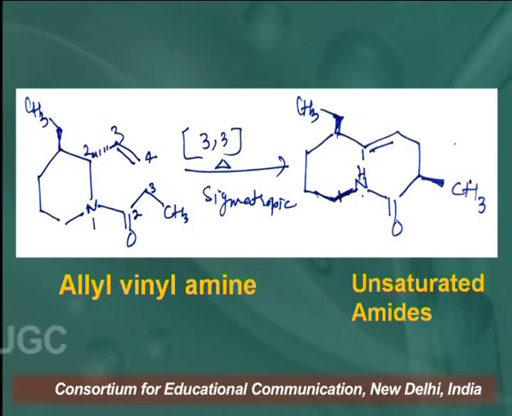This is another important example of Aza-Claisen rearrangement reaction: allyl vinyl amine to get an unsaturated amine.